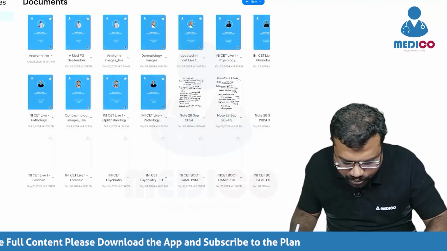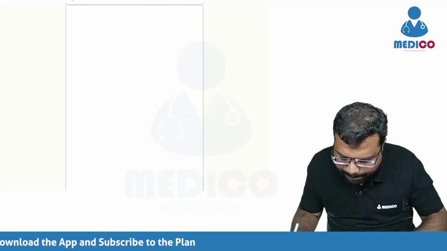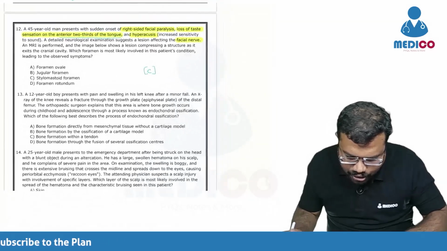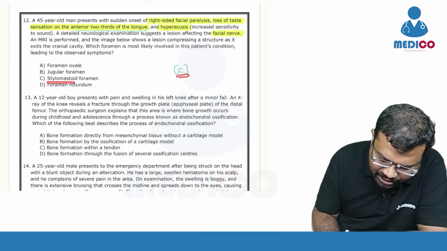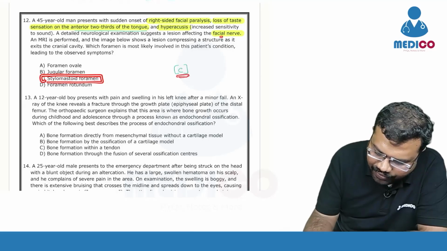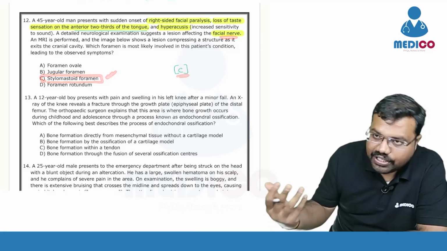So going back to the facial nerve part. Here the image is showing where the lesion is, at the stylomastoid foramen, because the facial nerve comes out through the stylomastoid foramen.